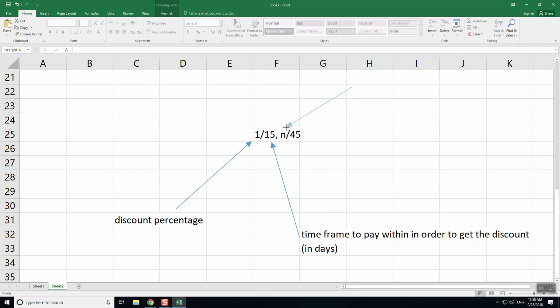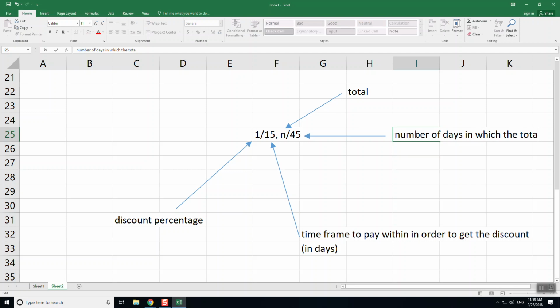So we'll diagram it out. The n is the total. And the number after that, right there, the 45, is the number or time frame, right? Number of days in which the total amount is due. Okay. Does that make sense?